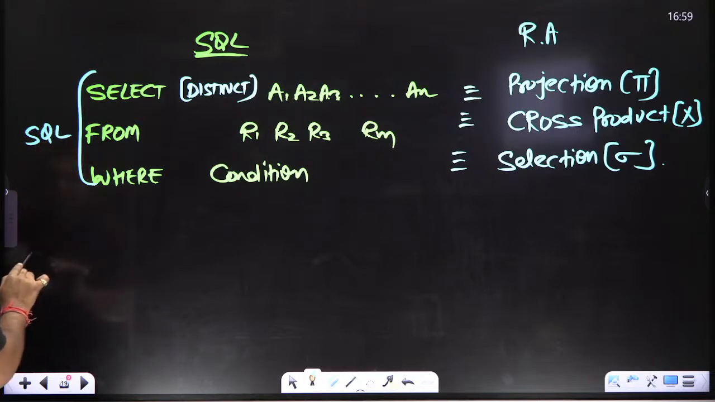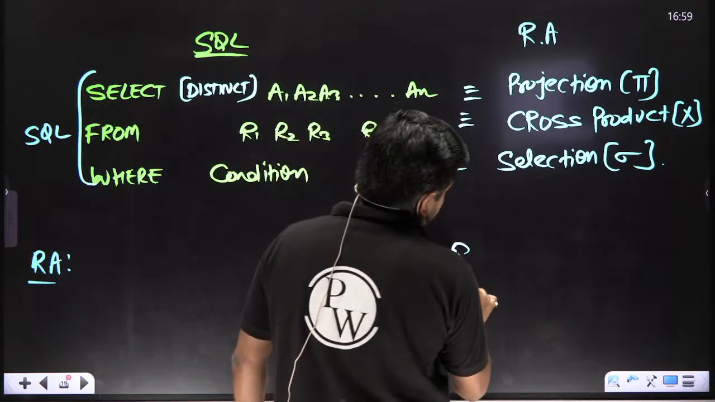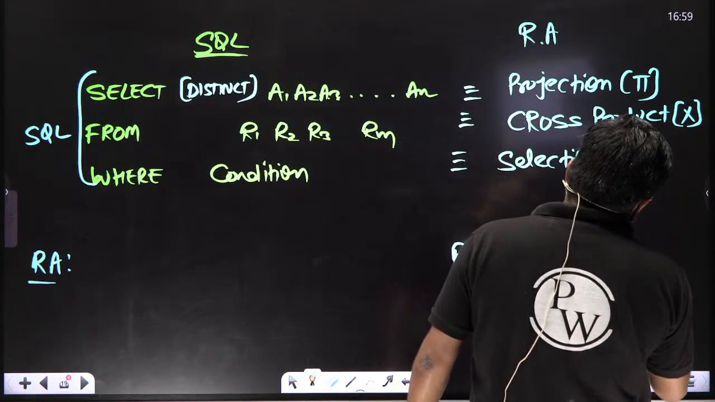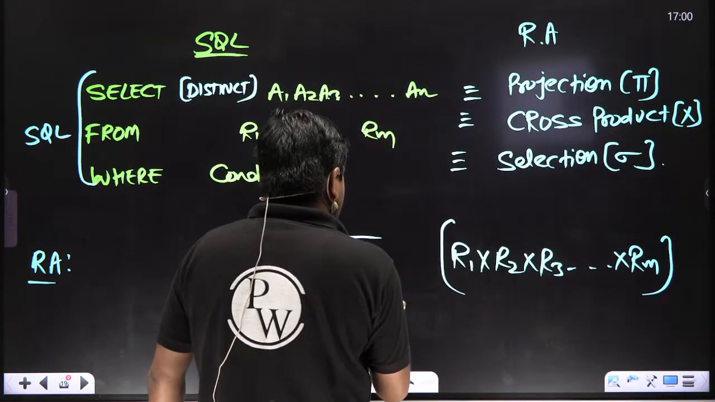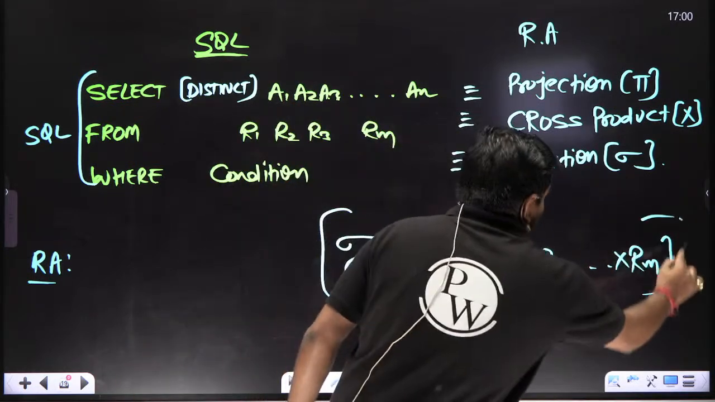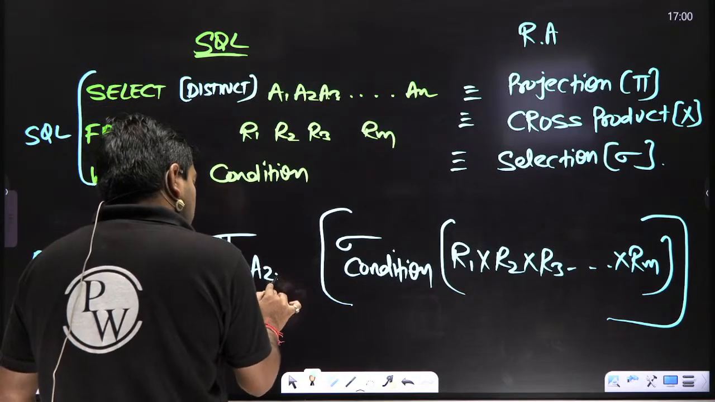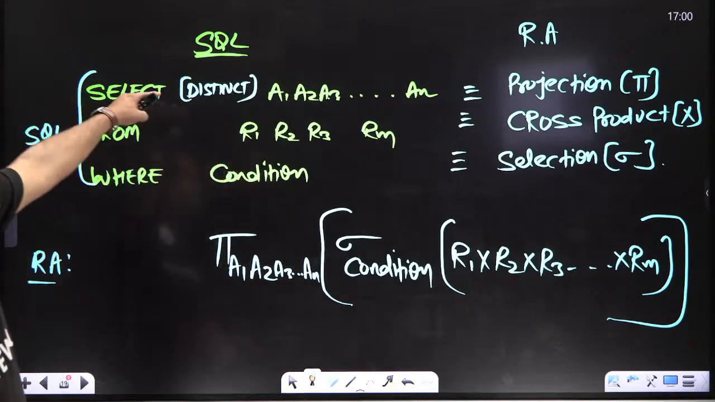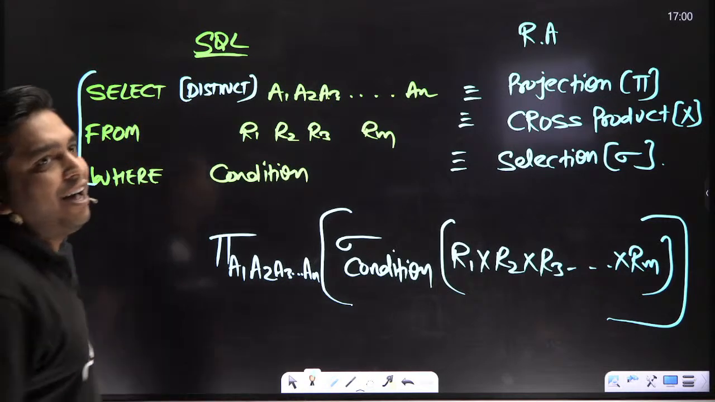You can write the relational algebra also for this one. How do you write it? First of all, cross product R1, R2, R3, ..., RM. Then the condition. After that, you can project the attributes A1, A2, A3, ..., AN, my dear. This is the relational algebra. This is the SQL, my dear.